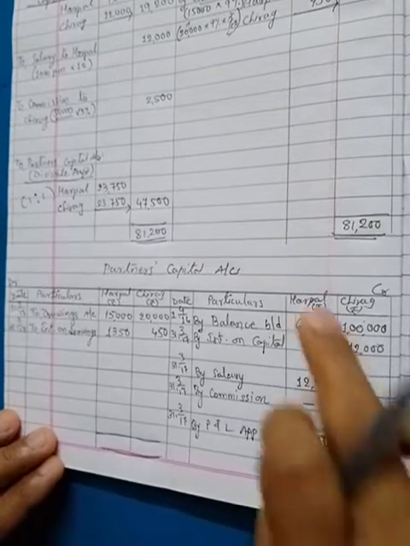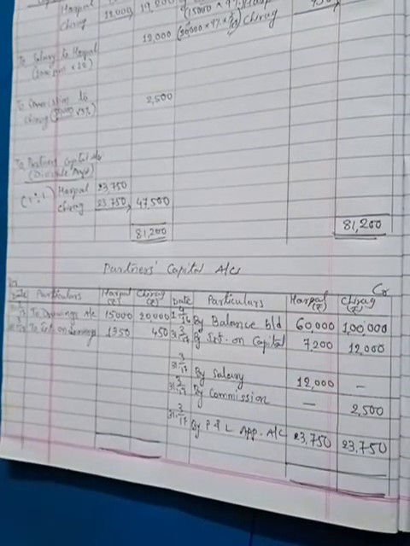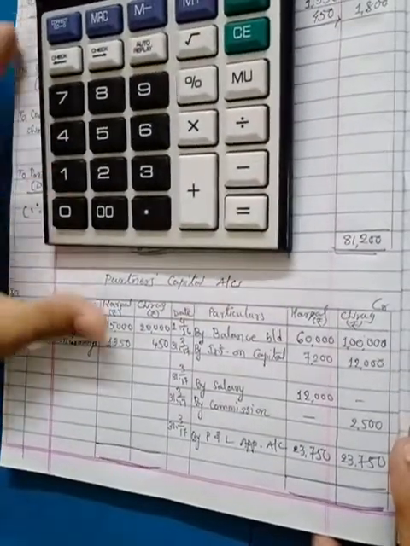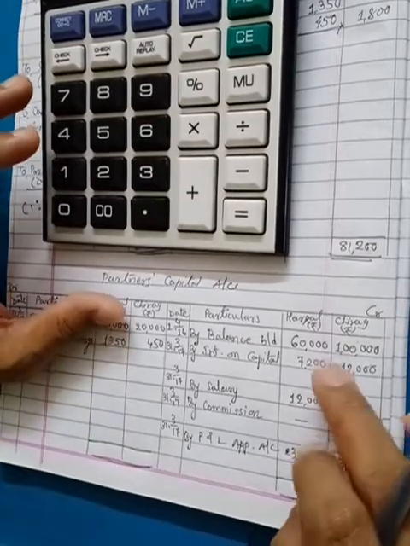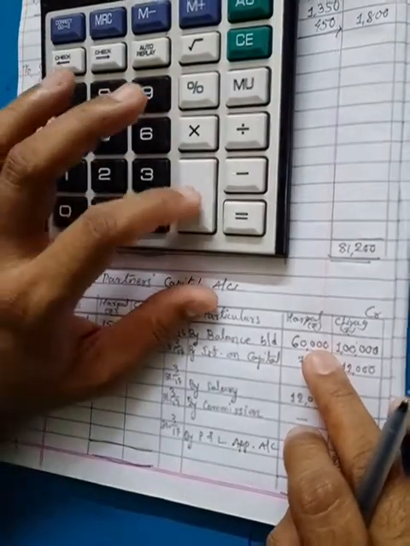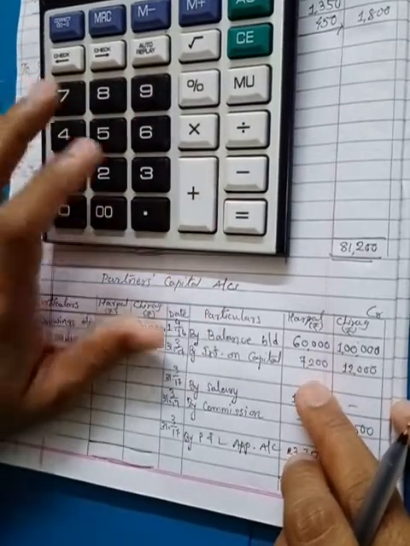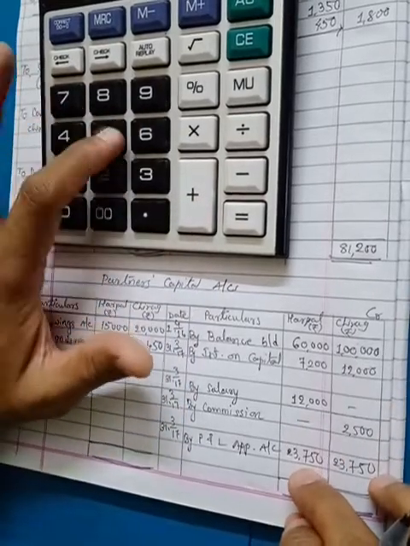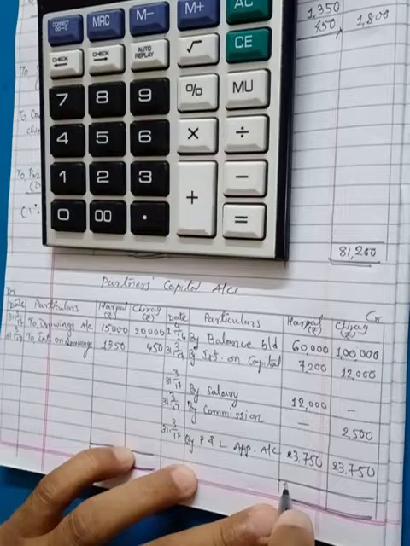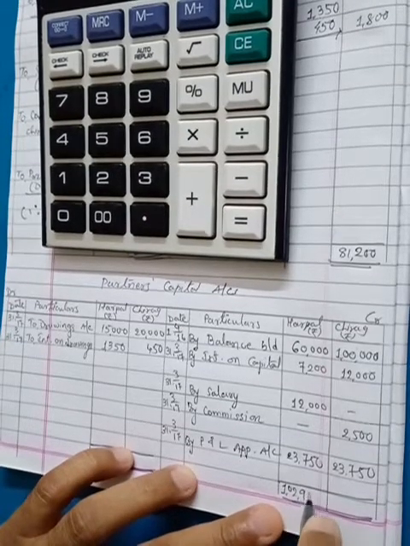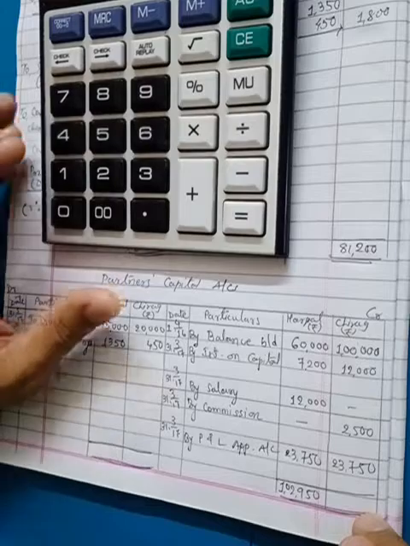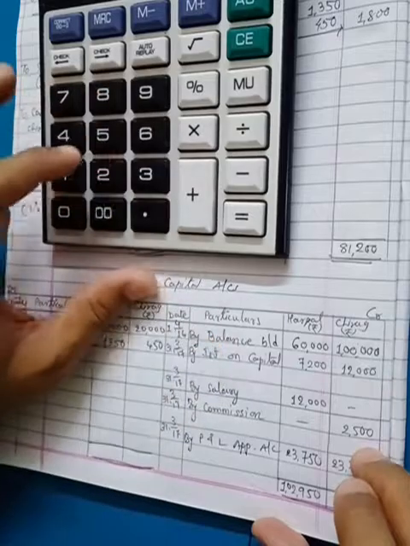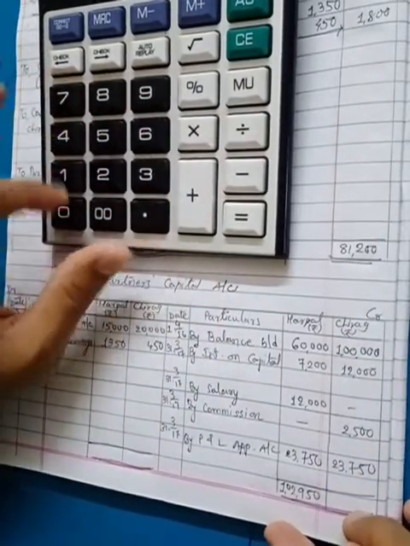And now the last part, you have to close this partners' capital account. For that purpose, the credit side total in the capital account, you will always get more in the capital account. So first we'll find out the total of the capital account, and then we'll find out the difference. First, partner Harpal, the capital account of Harpal total is 60,000 plus 7,200 plus 12,000 plus 23,750. That comes to 1,02,950.